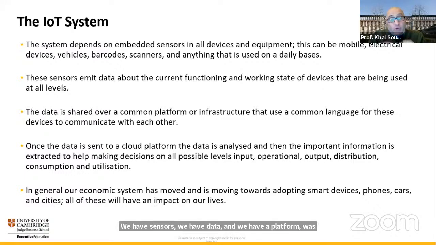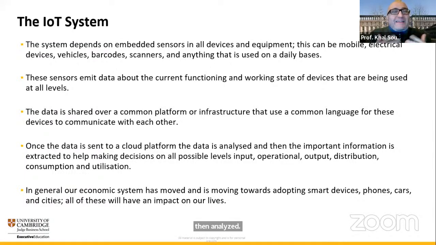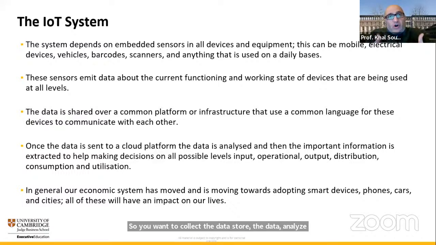Once the data is sent to a cloud platform, the data is then analyzed. So you want to collect the data, store the data, analyze the data, and then act. What does it mean to act? It means deciding what kind of circular economy business model we're going to achieve. Remember what I just said as an example. Are we going to repair a machine? The data will help us make the decision. Are we intensifying the usage of this asset? The data can help us with that. Are we repairing it? Are we remanufacturing? The data will help us.